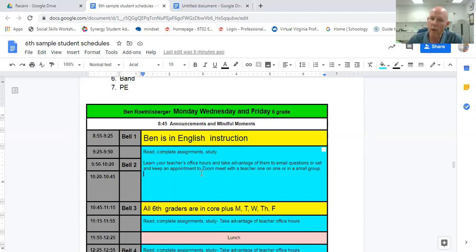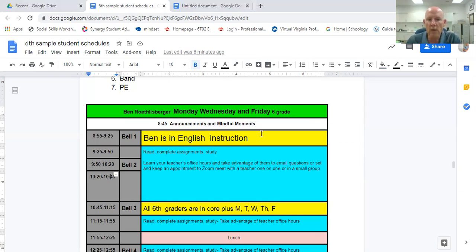Then he's got this, what was blank space. And what you should be doing there, Hawks, is you're reading, you're completing assignments, you're completing the homework that you were given, you're studying. But over here, we notice that your teachers have office hours. Your teachers have office hours. As we get school going, you're going to find out your teacher's email address. You're going to email them questions. They're going to set up maybe Zoom meetings with small groups or individuals to help you. And that's what happens here in this blue space.